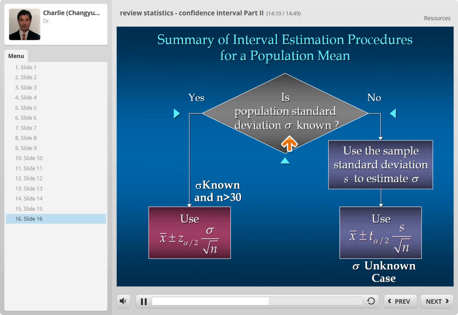Now, if the answer to this question is we do not know the population standard deviation, then we will use the sample standard deviation s to estimate the population standard deviation sigma, and we will use t distribution here and use s here. So here is how we decide which formula to use, this one or this one. Basically, we ask the question of whether or not we know the population standard deviation. If not, go this way. If yes, go this way.